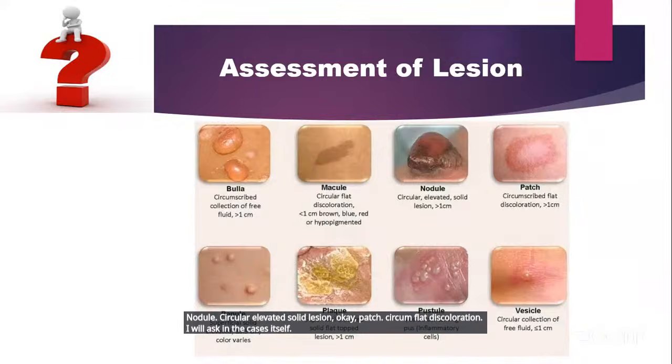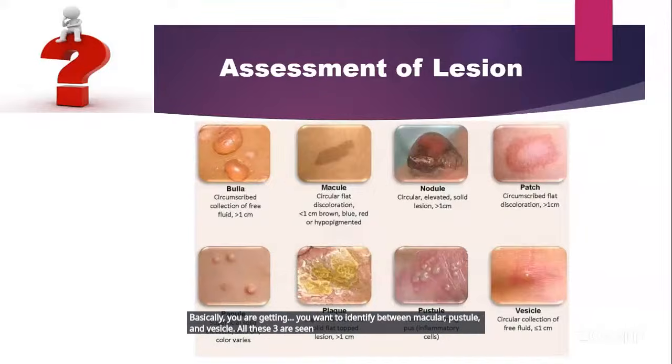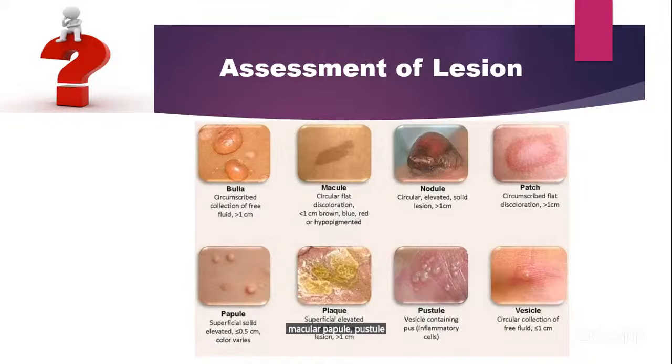Papule. Okay. You're getting plaque, pustule, vesicle. You want to identify between macule, pustule, and vesicle. All these three are seen in which condition? Macule, papule, pustule, and vesicle can be seen in which condition? Anyone? Together. Chickenpox, yes. Correct answer. Chickenpox.